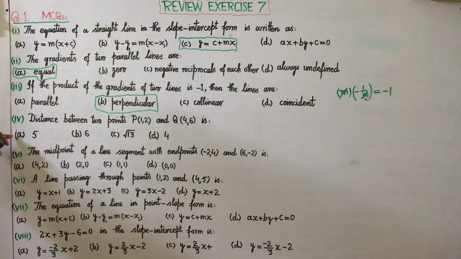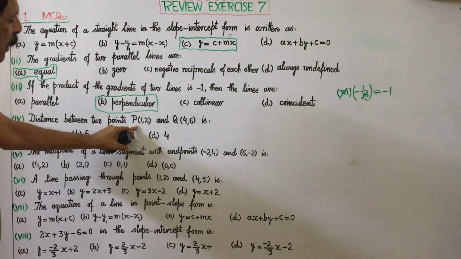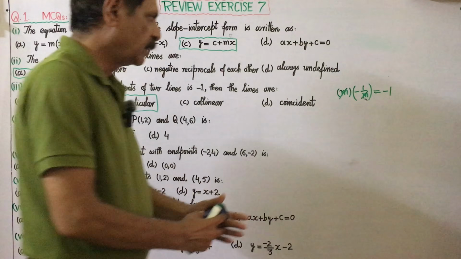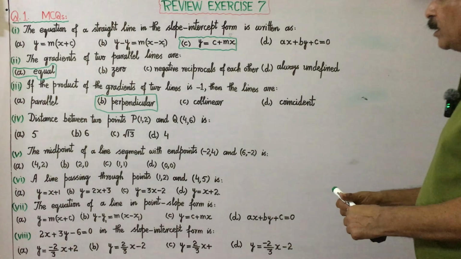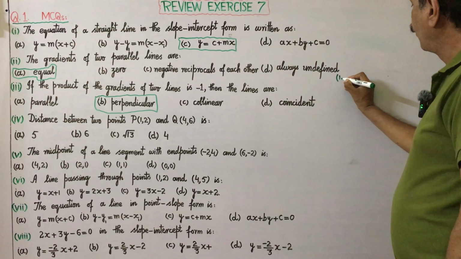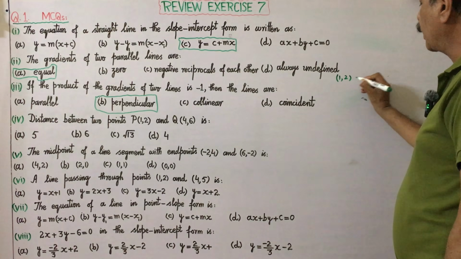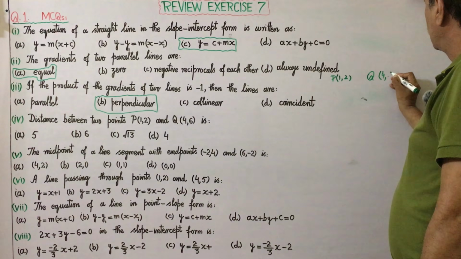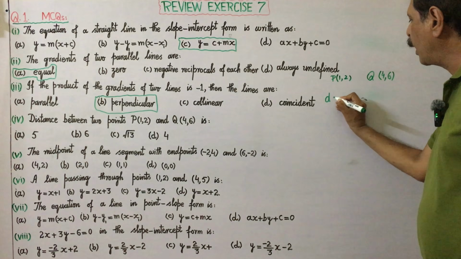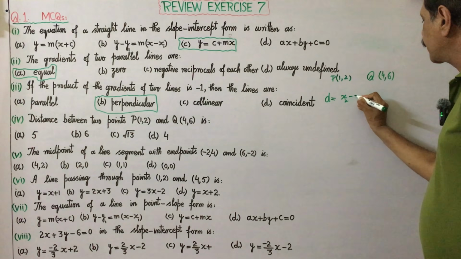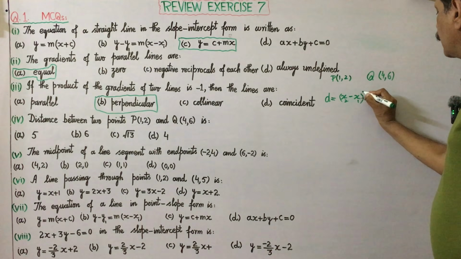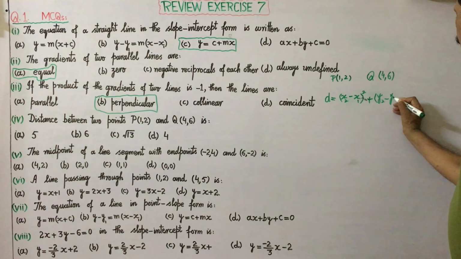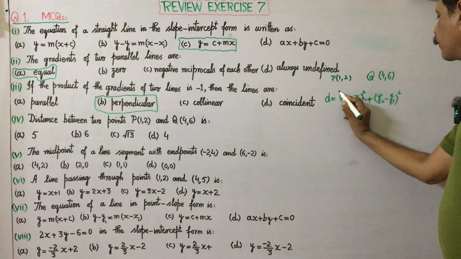Now fourth MCQ, distance between 2 points P having coordinates 1 and 2 and Q with coordinates 4 and 6 is. Let us apply distance formula. First point is 1, 2 and the second point is 4, 6. Distance formula: x2 minus x1 whole square plus y2 minus y1 whole square, square root of the whole.